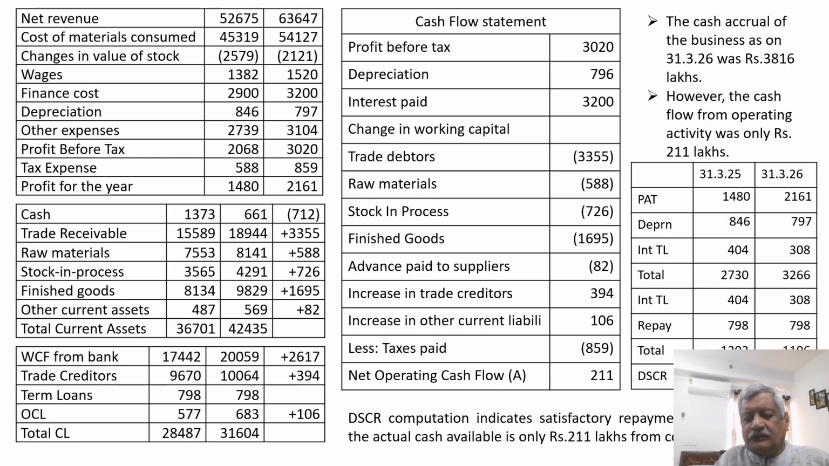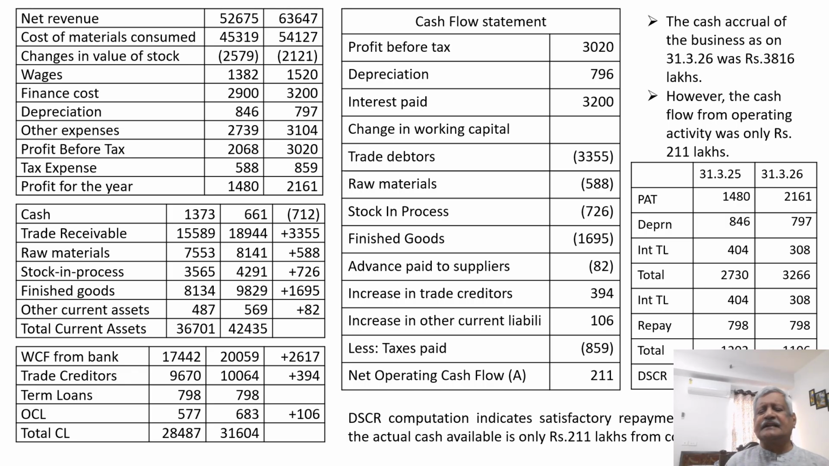So adding all these things, the net operating cash flow is 211. The cash accrual of the business as on 31/3/2026 was 3816 lakhs. That is 3020 plus 796. However, the cash flow from operating activity was as low as 211 lakhs. Now let us calculate the debt service coverage ratio.